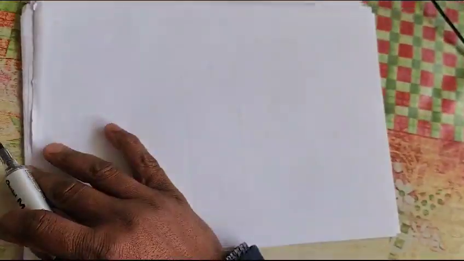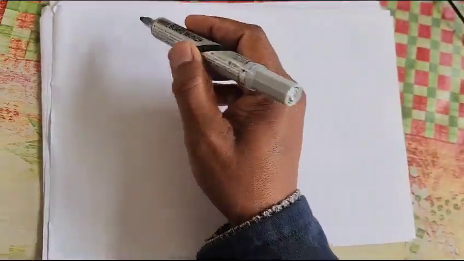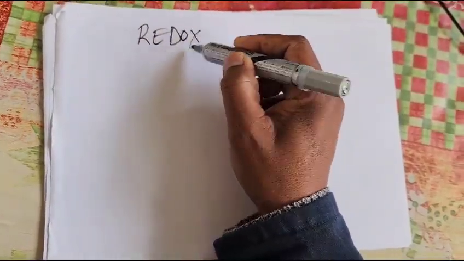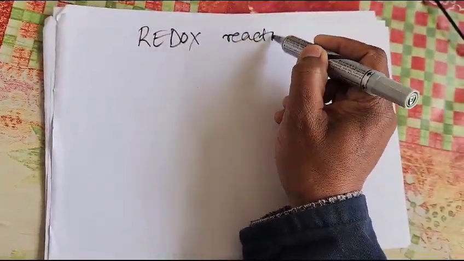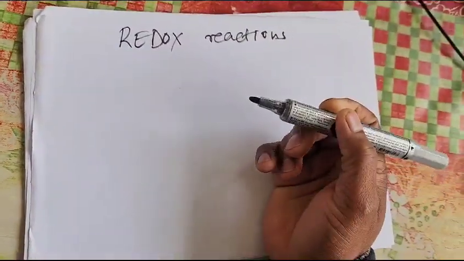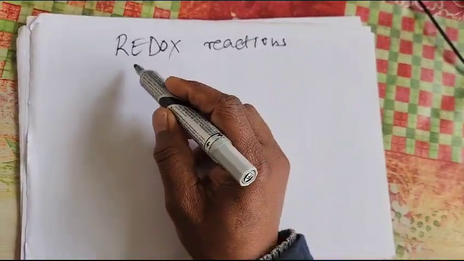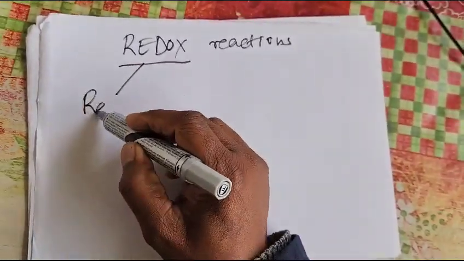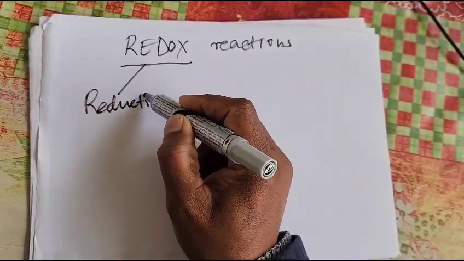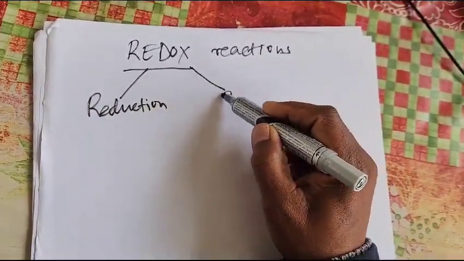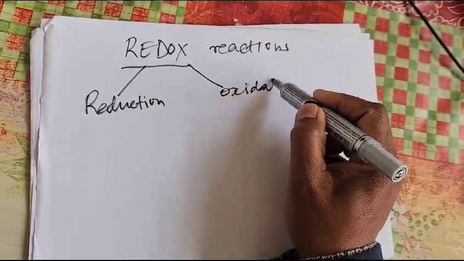We are going to talk about redox reactions. Redox, as we know, is an acronym which refers to reduction, and the ox is for oxidation.